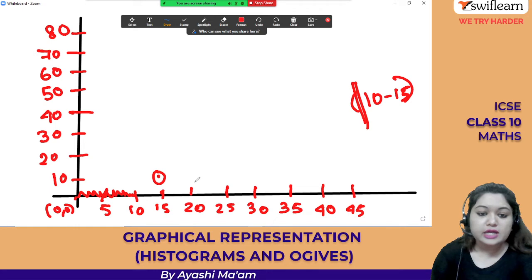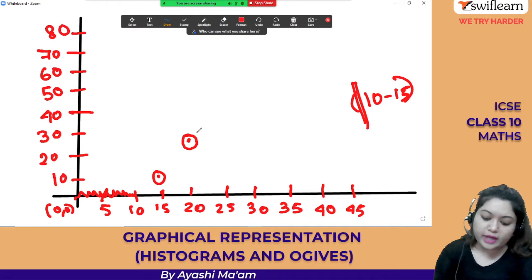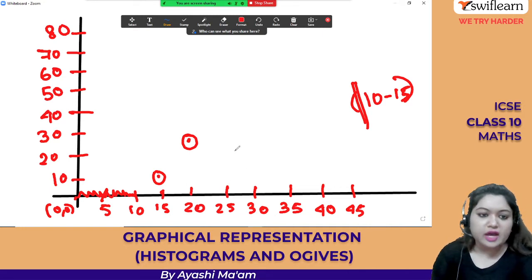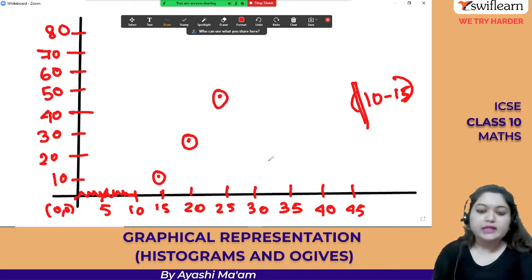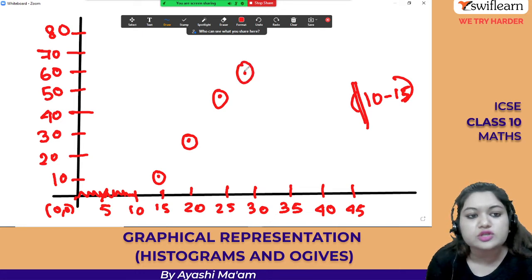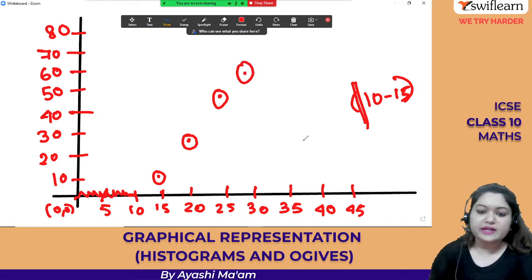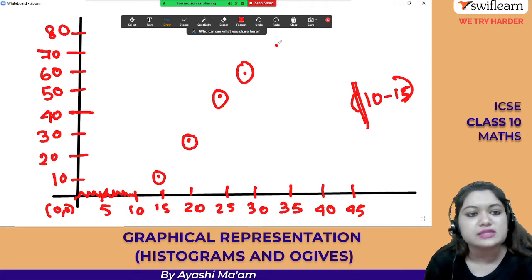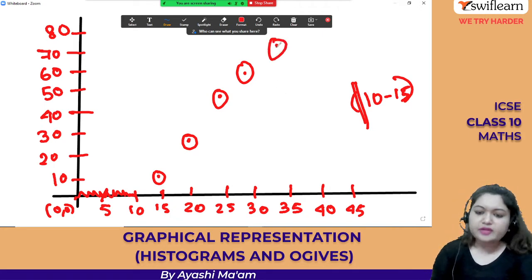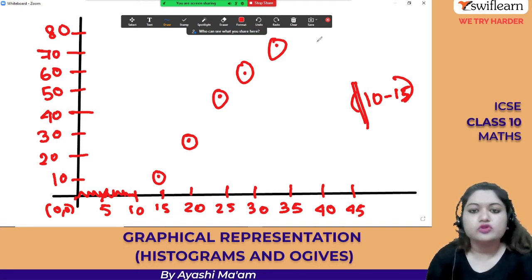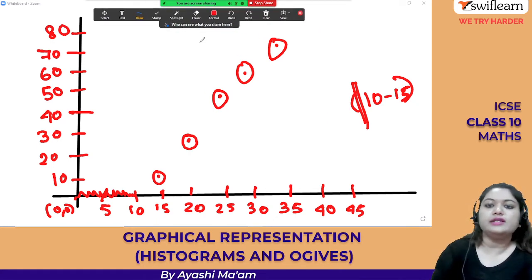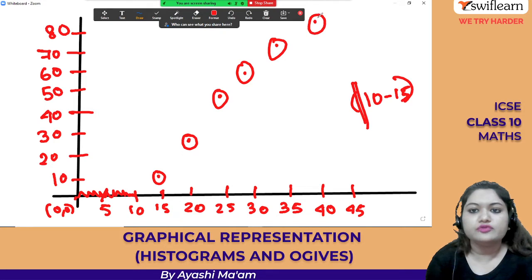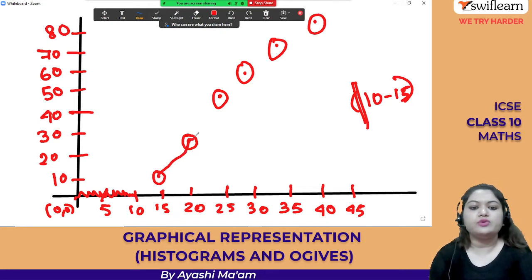Our second point is 20 and 24. So this is our 20, and 24 will be somewhere here. Third point is 25 and 44. This is our 25, and 44 will be somewhere here. Then we have 30, 56, which will be between 50 and 60. Then 35, 66. So this is our 35 and 66 will be here. And then we have 40 and 74, which will be between 70 and 80. So 40 and here will be the 74. And now simply you can join them.